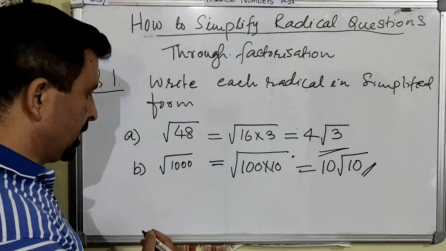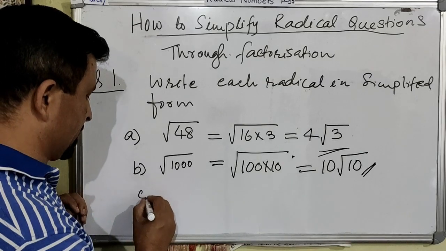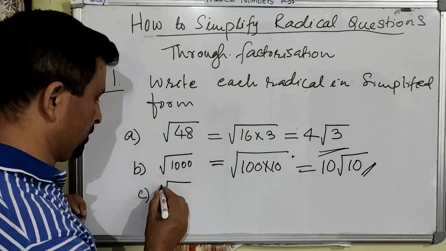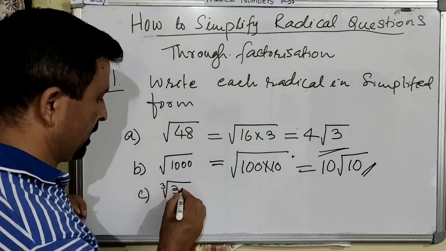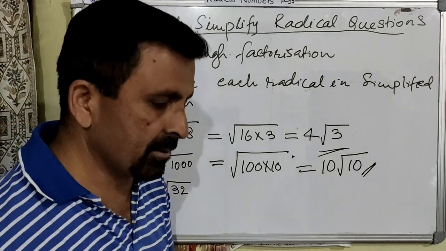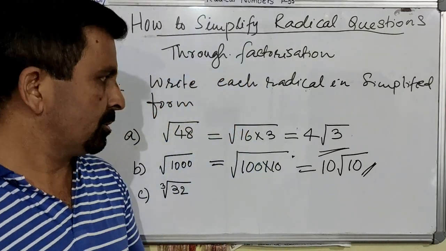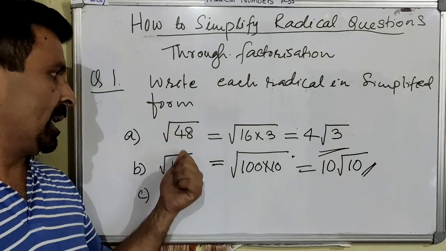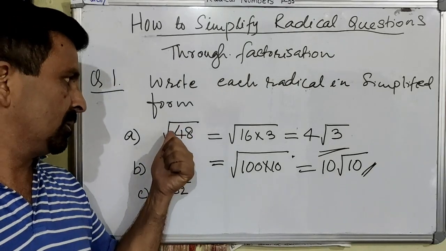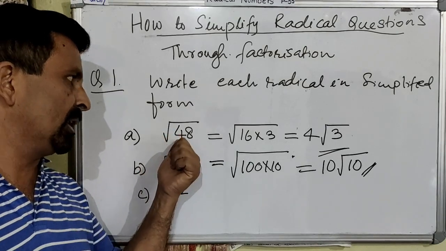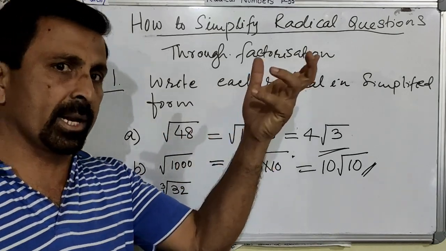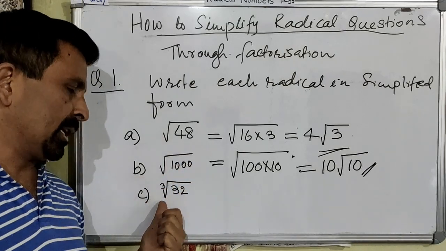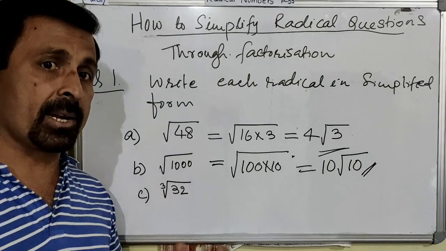Clear? Then one more question is number C, cube root of 32. Very good. Cube root of 32. Now this time it is a different radical sign. It's good to practice different types of questions, different radical signs. These two questions were square roots. That is why when you are factorizing, you are looking for a perfect square number. But now this is a cube root question. So for the cube root question, we will look for a perfect cube number.